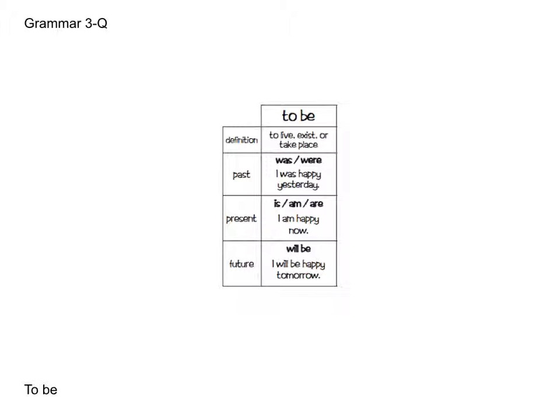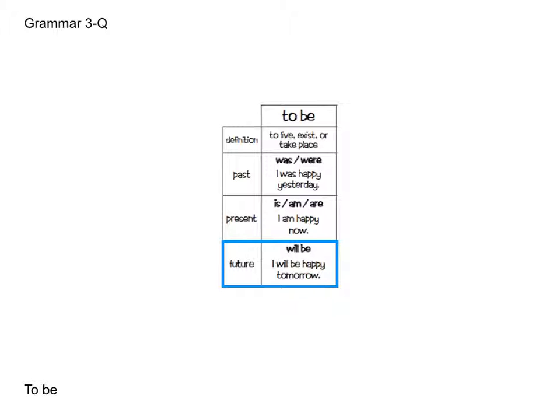Here we have past, present, and future tense of to be. Past tense is was or were. I was happy. They were happy. Present tense will be is, am, or are. I am happy now. She is happy now. We are happy now. And future tense will be.